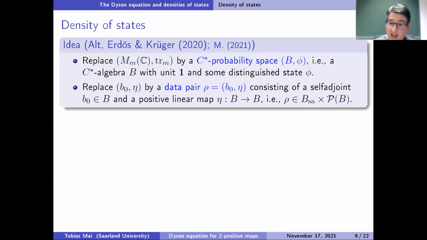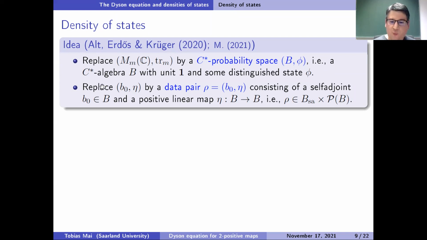And then the crucial step is that this data, which specified our operator valued semicircular element, namely the expectation and the completely positive map eta, together forms a so-called data pair, and the eta that we computed in the operator valued semicircular case turns out to be a completely positive map, and so it falls into the setting of positivity.